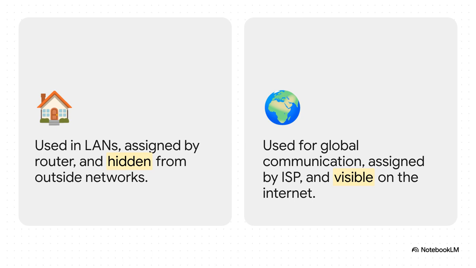But for global communication, your internet service provider assigns a public IP. That's the street address of the office building itself. And to make these two talk to each other, networks use NAT, or Network Address Translation. It elegantly bridges those hidden internal room numbers with that globally visible street address.